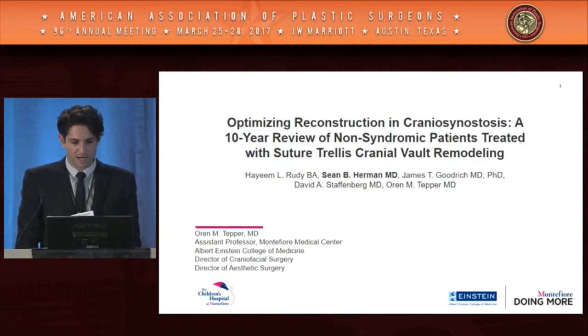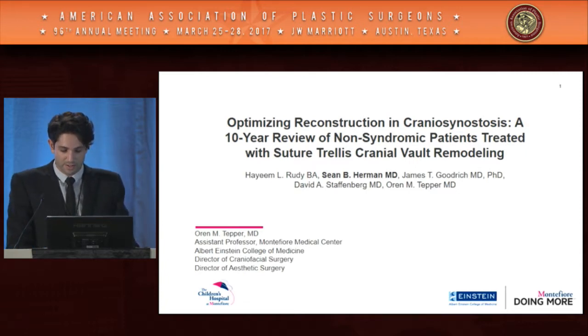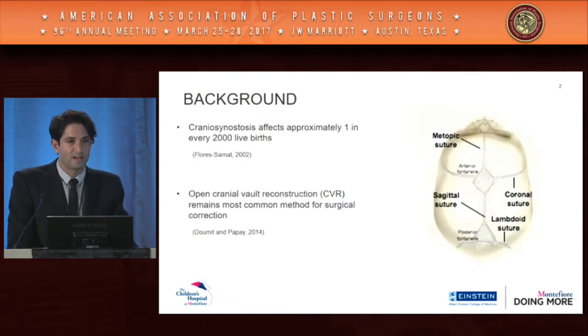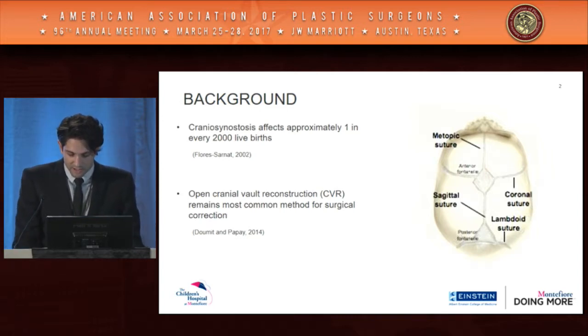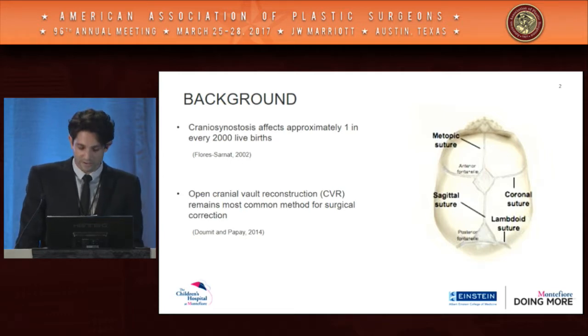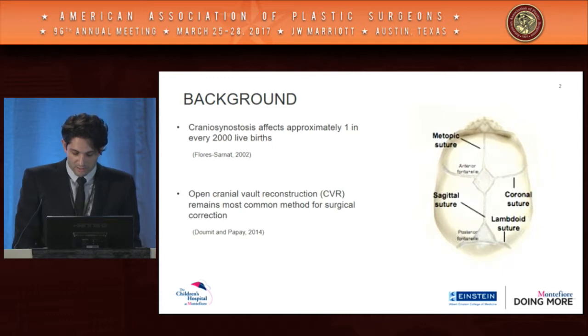I'll be talking to you today about a retrospective 10-year review of non-syndromic patients who underwent open cranial vault remodeling using a suture trellis technique. As we know, craniosynostosis affects approximately 1 in every 2,000 live births, dependent on suture pathology, and is usually treated with either endoscopic approaches and strip craniectomy versus completely open approaches for total cranial vault remodeling. And this is dependent not only on the patient phenotype, but the affected suture pathology.